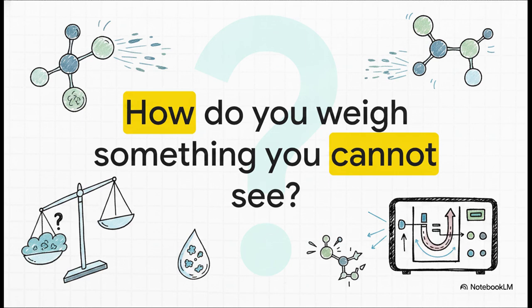So pose this question to yourself for a second. How do you weigh something you can't even see? It's a pretty wild problem, right? When scientists need to identify an unknown environmental pollutant in a water sample, or maybe verify the exact molecular structure of a newly synthesized pharmaceutical drug, they can't exactly just drop it on a tiny scale. Instead, they have to rely on the brutal, fascinating physics of the mass spectrometer. And the craziest part? To weigh these molecules, we actually have to destroy them.